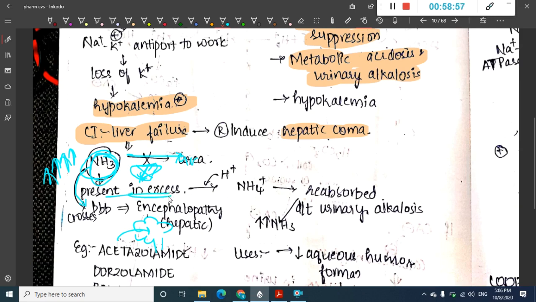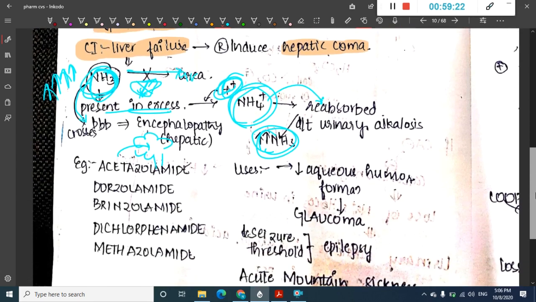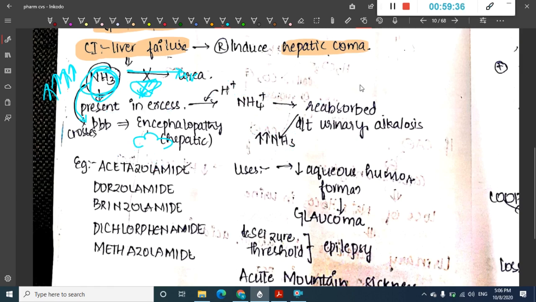Second, remember this H plus is also in excess, because there is metabolic acidosis. This excess H plus combines with ammonia and forms the ammonium ion, NH4 plus. This ammonium ion can easily get reabsorbed again, so there is increased ammonia again. This increases the ammonia levels more and more, and this will induce more hepatic coma. So this is why acetazolamide induces hepatic coma.